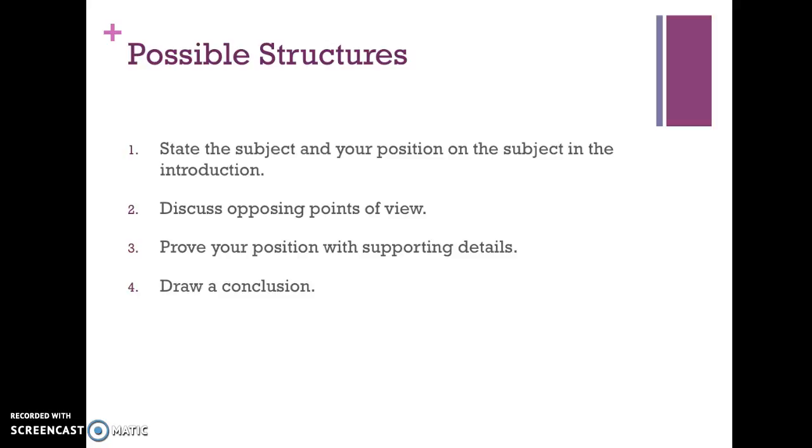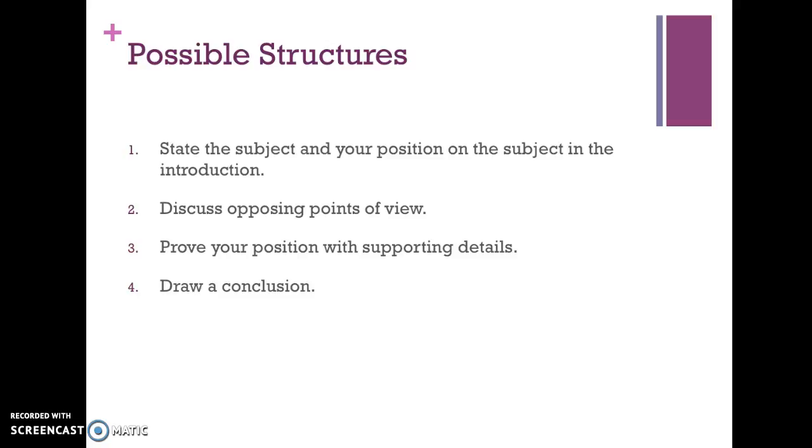Those of you who are good at English might recognise this as being somewhat similar to a discuss essay, which is true. But of course, being an editorial, you don't need to adhere quite so strictly to that format. Certainly in terms of length of paragraph and things like that, there's a lot more room for flexibility.